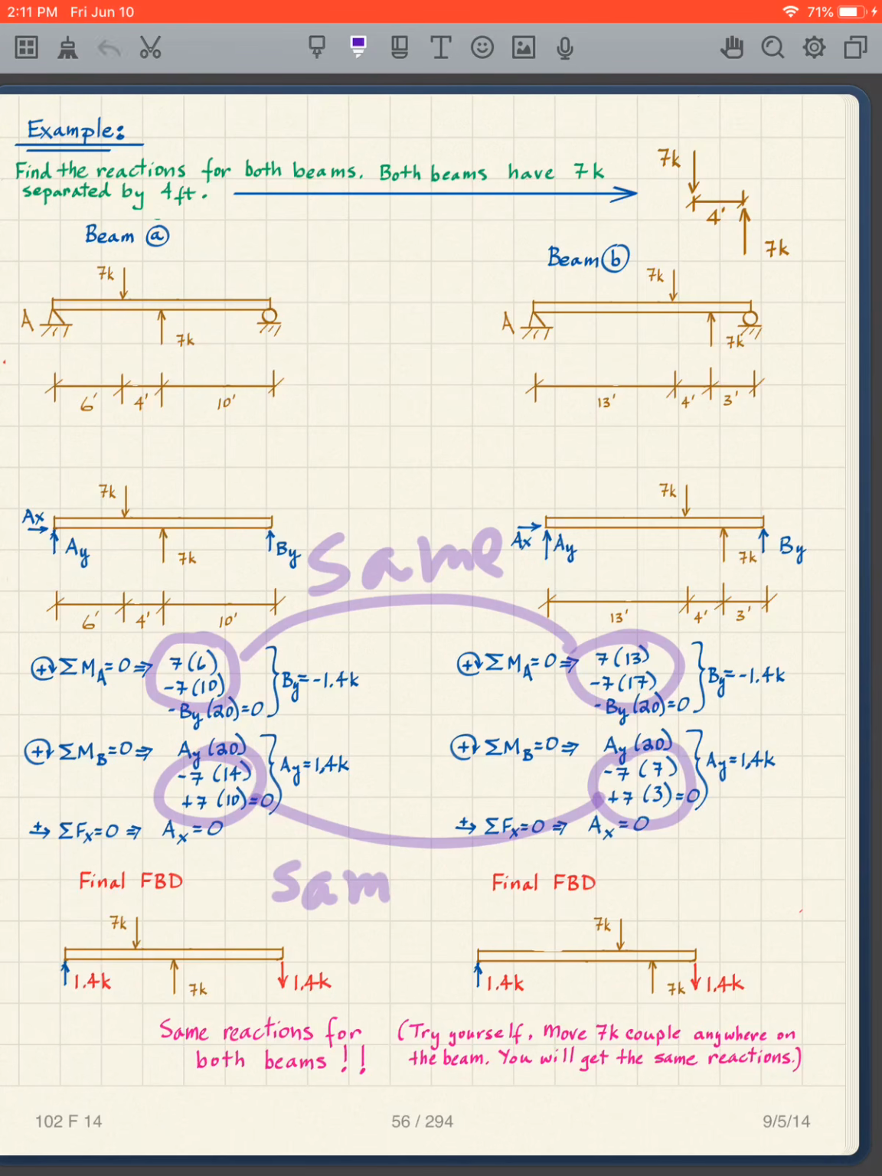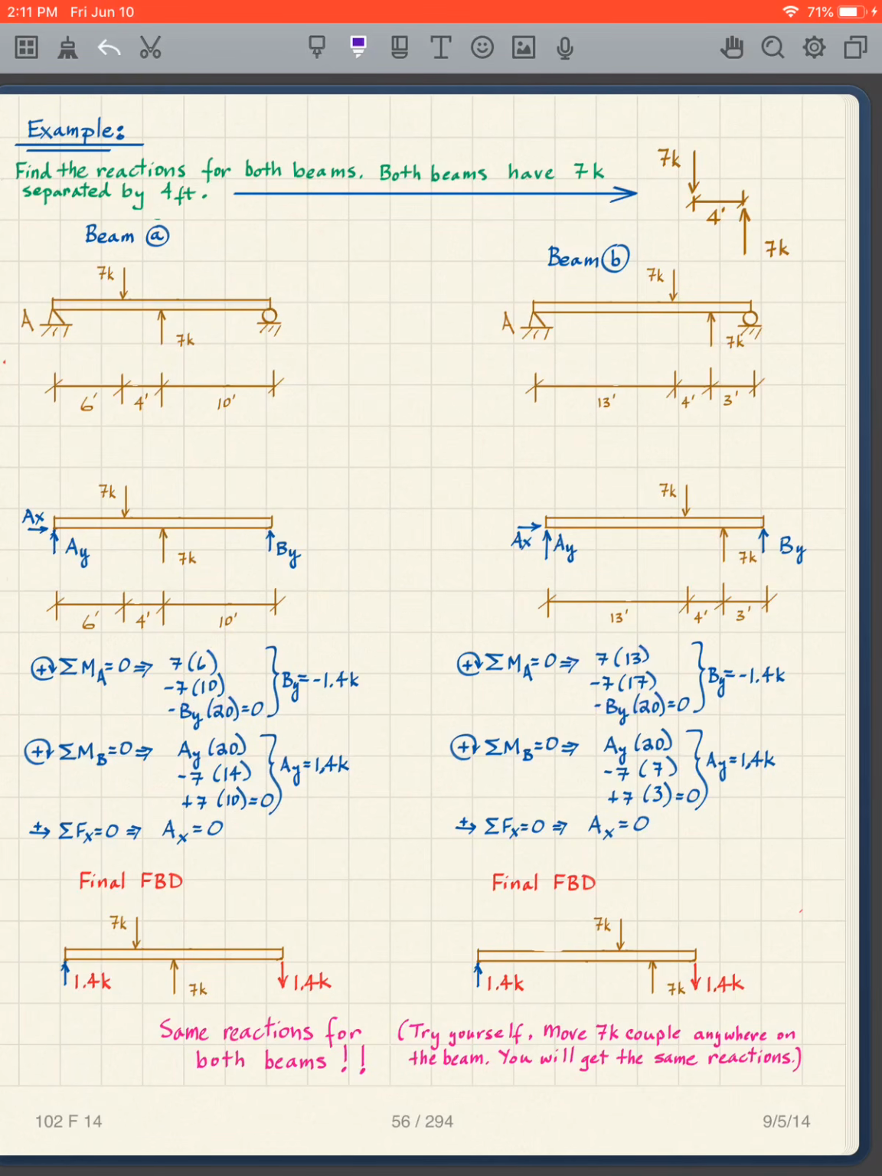So that is why we get the same reactions, even though the problems look substantially different. Now, our final free body diagrams, I get that there, I get that there. And so we notice that we have the same reactions for both beams. And try it yourself. You can move that 7 kip couple.